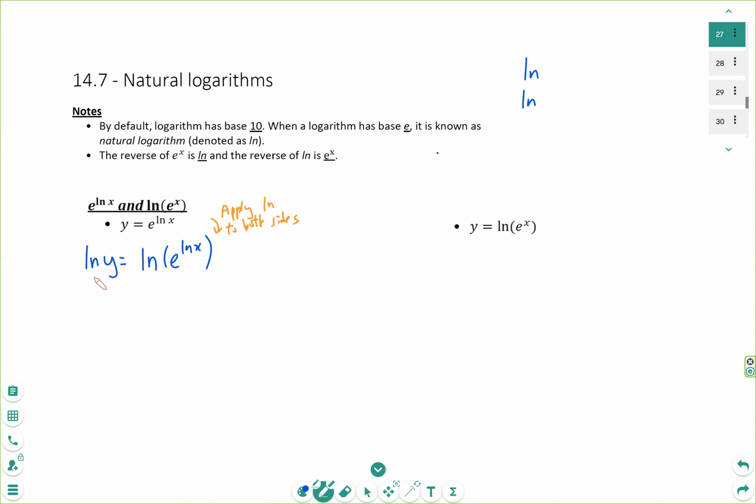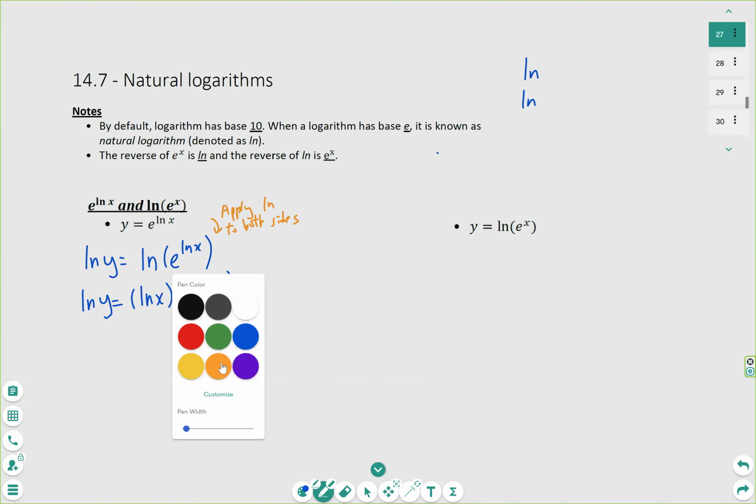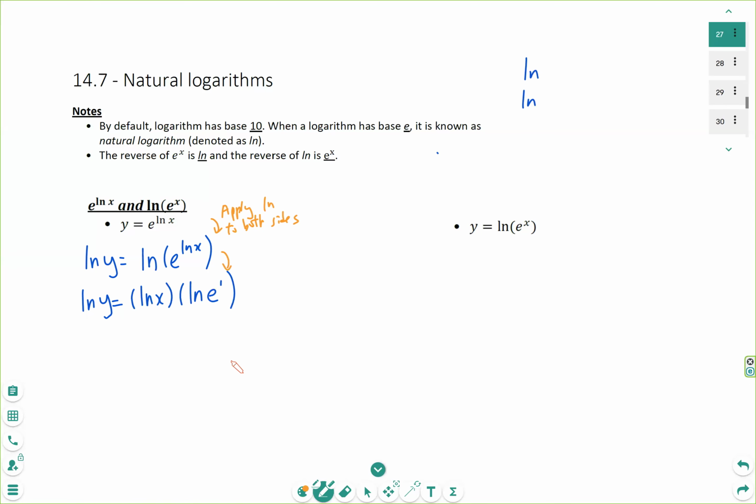So next, the left-hand side is ln y. Now on the right-hand side, if you remember about log laws, the power law, where we can bring the power down, we can do the same for ln. So we bring the ln x down, so it'll be ln x times ln e to the power of 1. What we have applied is the power law, where ln of a to the power of k equals k ln a.